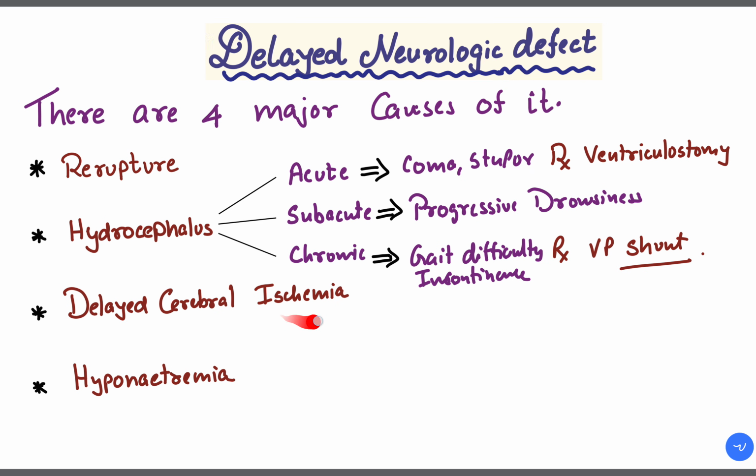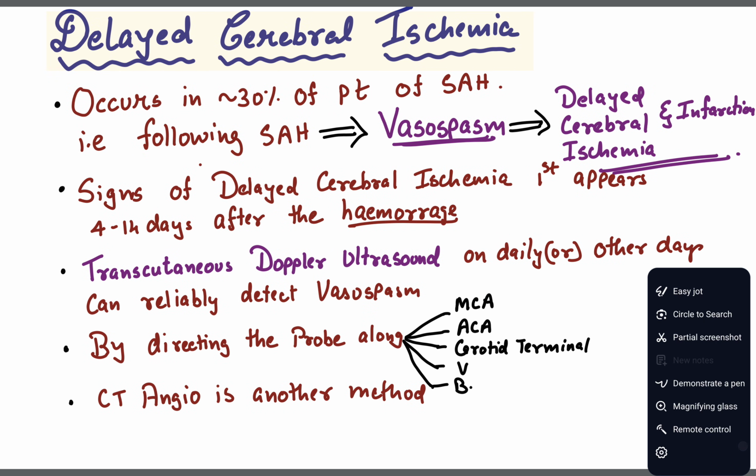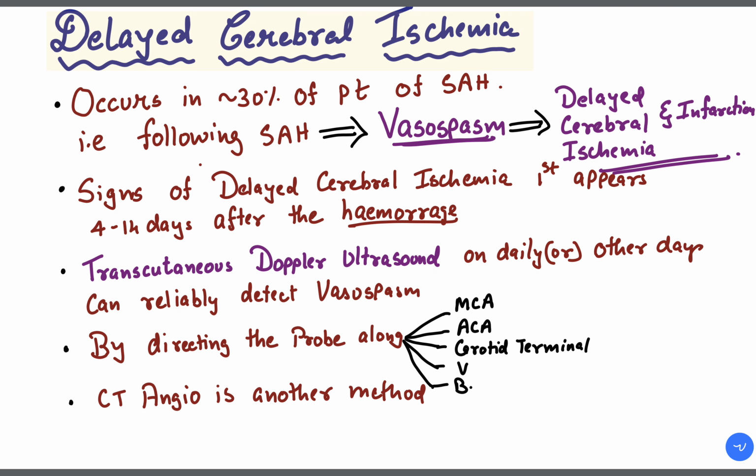The third and the most important is delayed cerebral ischemia following subarachnoid hemorrhage. We will discuss this in another slide. And lastly, hyponatremia. Patients with subarachnoid hemorrhage are prone to develop hyponatremia, and therefore correction of hyponatremia is also needed. Discussing delayed cerebral ischemia, approximately 30% of the patients of subarachnoid hemorrhage develop delayed cerebral ischemia. That is, following subarachnoid hemorrhage, there is vasospasm leading to cerebral ischemia and even infarction.